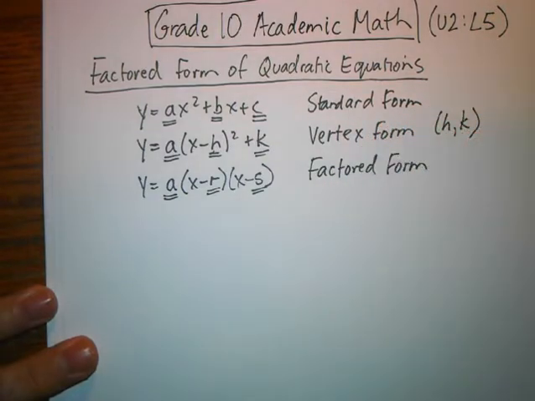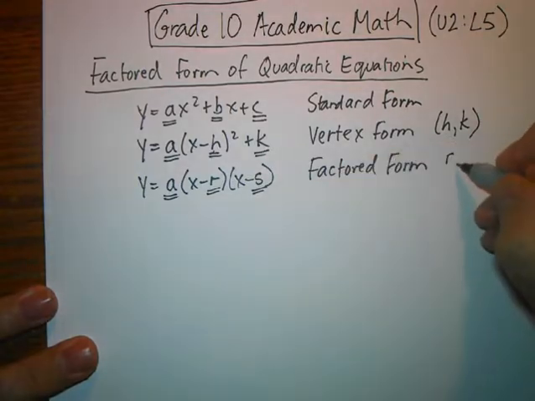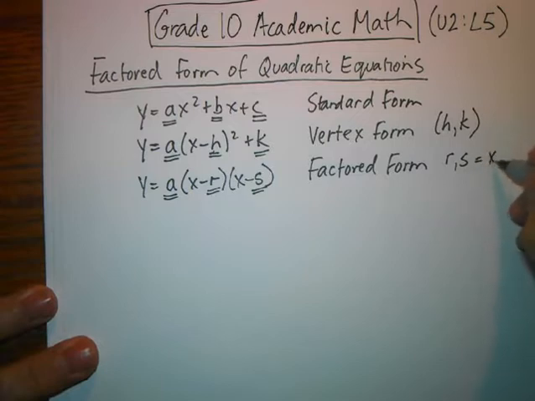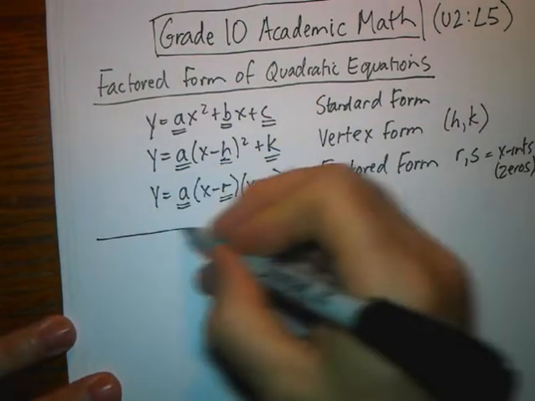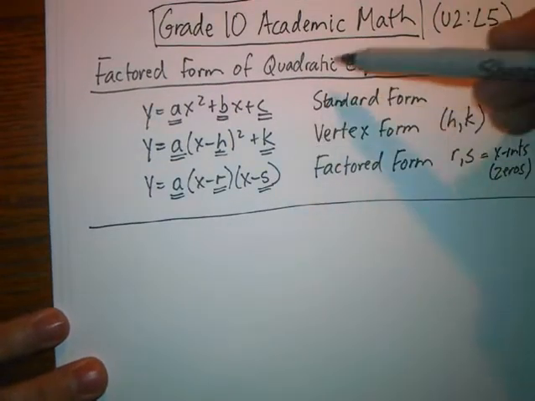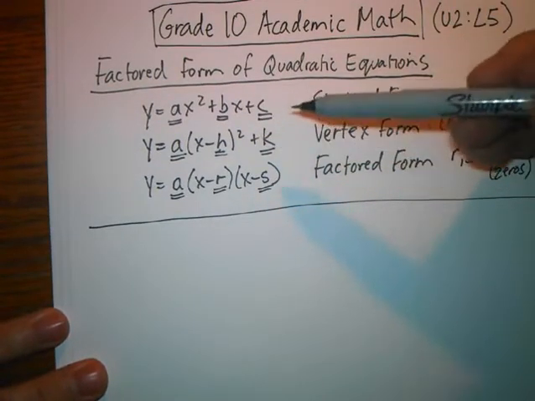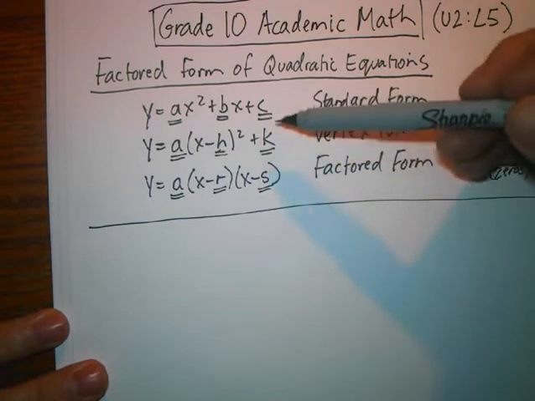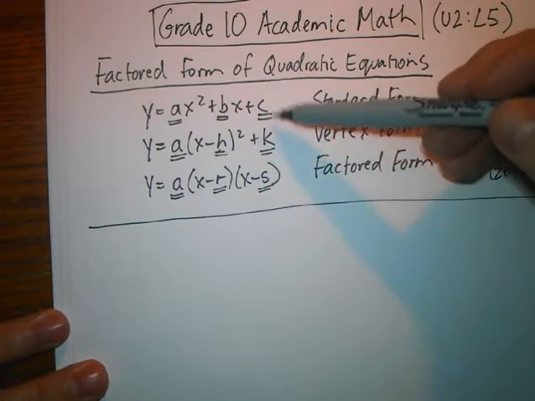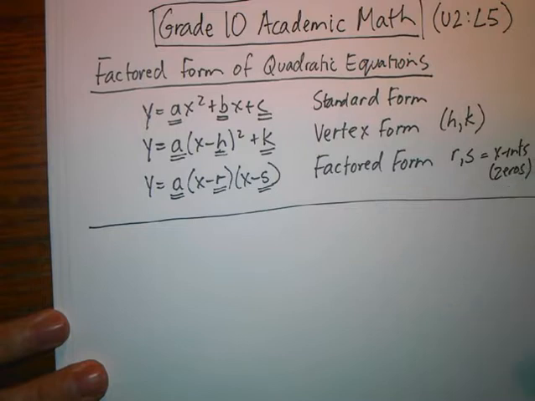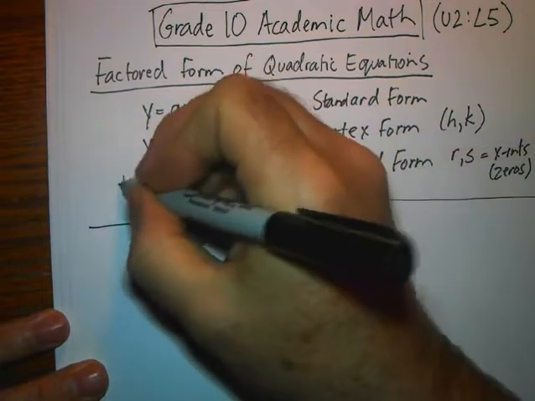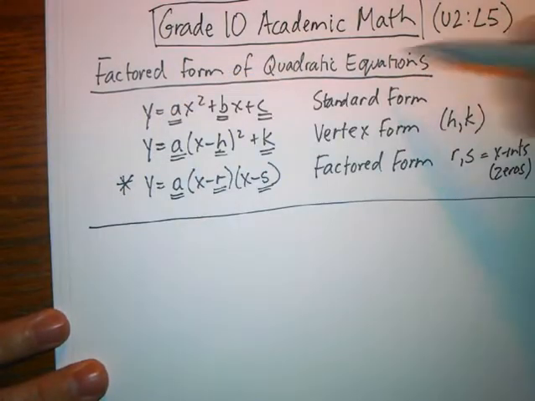In this case, I'll explain in a second, the r and the s are the x-intercepts, or we also call them zeros. So those are the three forms of a quadratic equation. This doesn't mean they're different parabolas. They could all be the same parabola. They just are converted back and forth between these three forms, and we'll be doing that in a couple of lessons from now. So what we're going to spend some time doing today is looking at the factored form.